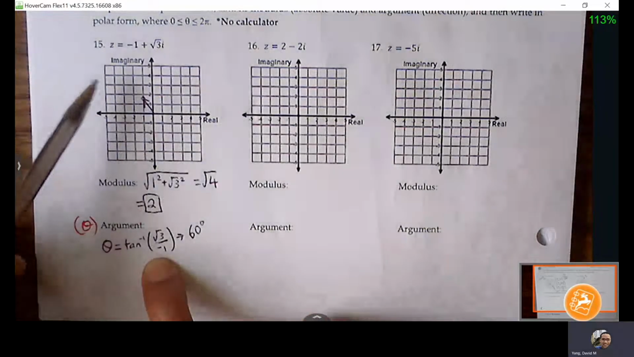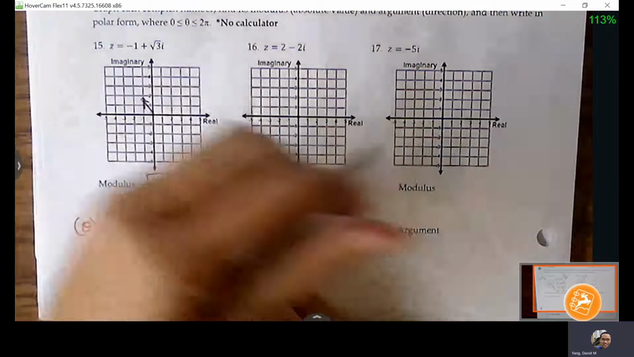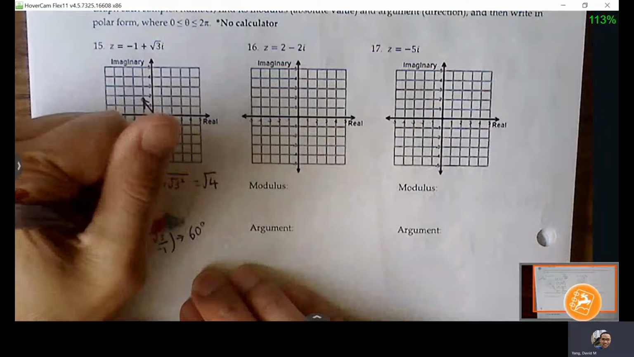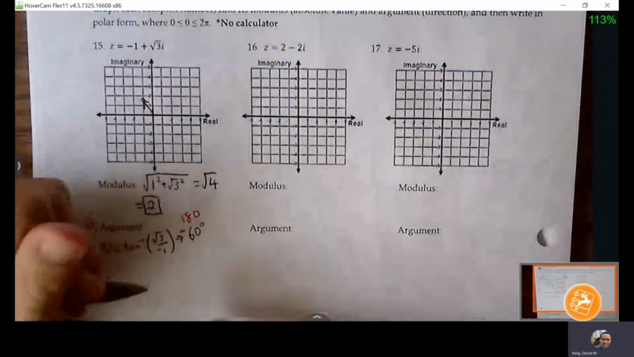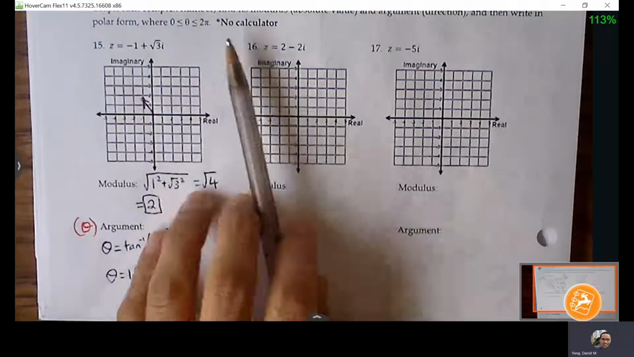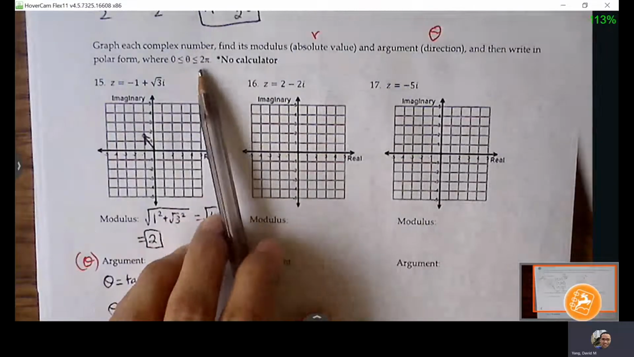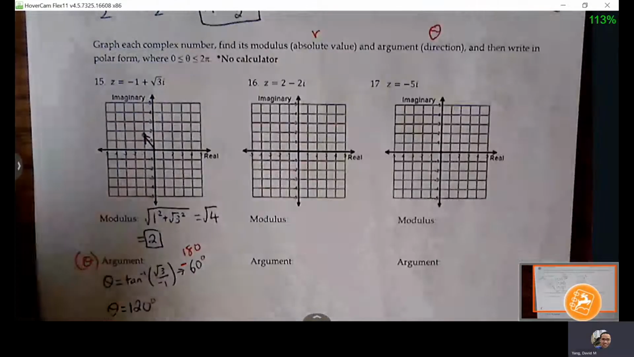Now, which quadrant are we in? We're in the second quadrant, right? So we have to make that adjustment. You have to do 180 minus 60, which is 120. However, it says radian mode here, so 120 degrees is 2 pi over 3.